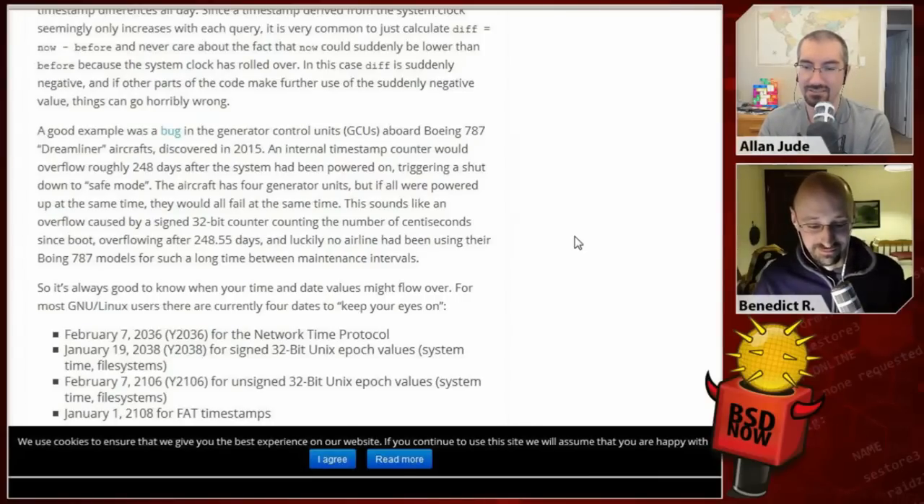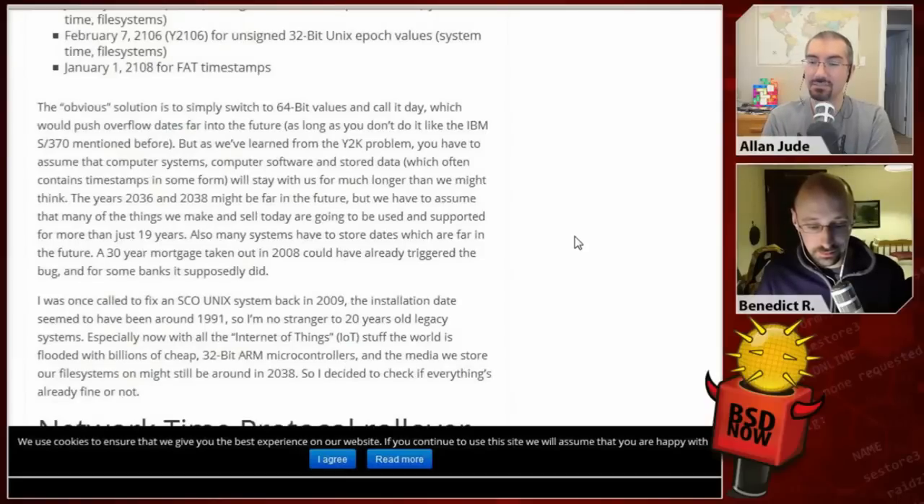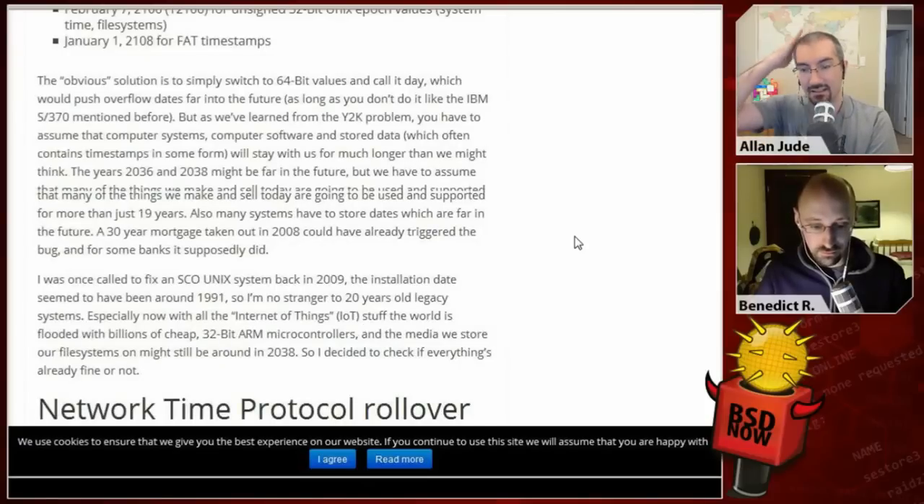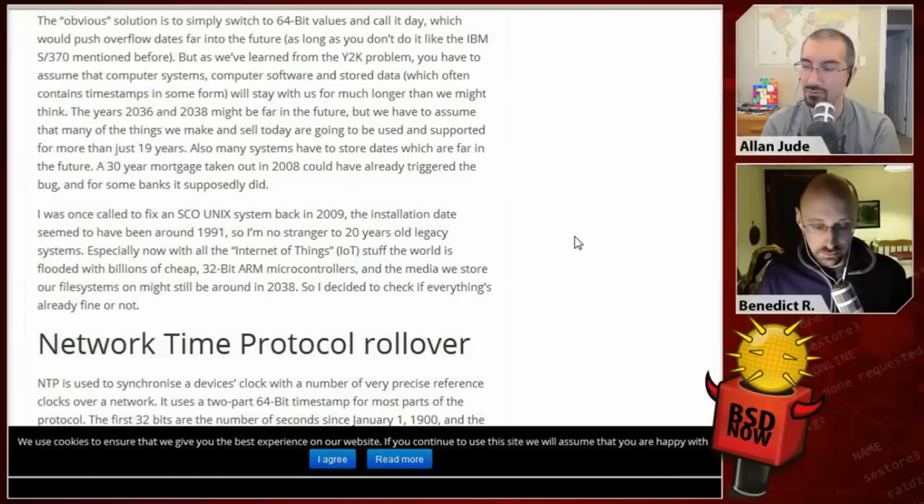And so they talk about a bunch of this. So the obvious solution is to simply switch to 64-bit values for all of these things. Although, how does that apply to a bunch of 32-bit systems, where it's a lot more work to calculate a 64-bit value? But even that doesn't necessarily solve the problem for you. Because just because your operating system keeps working doesn't mean your app will.